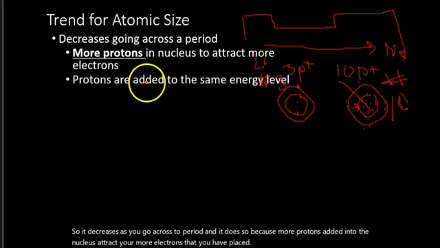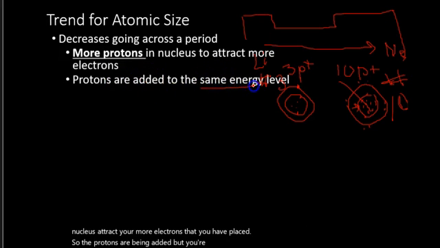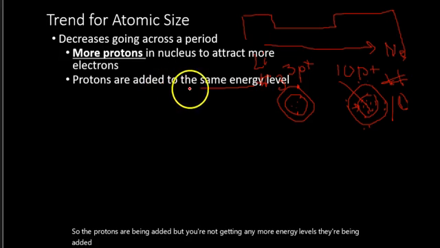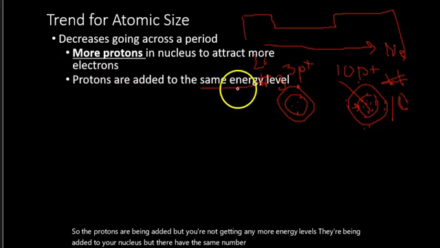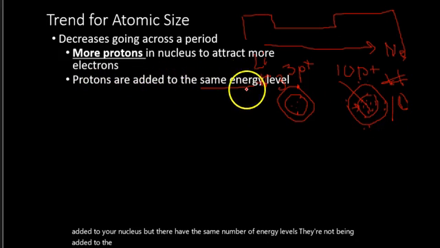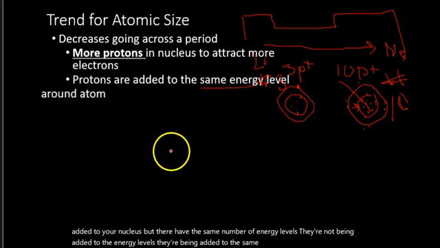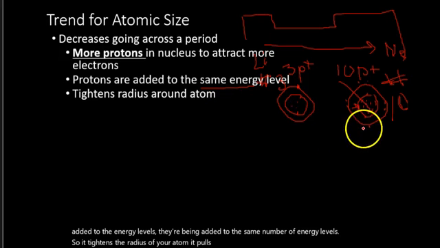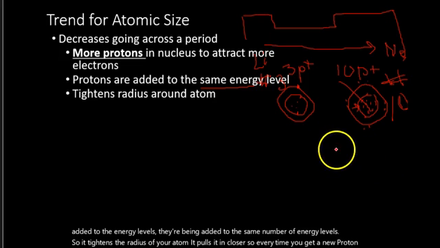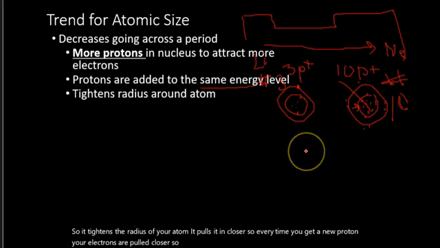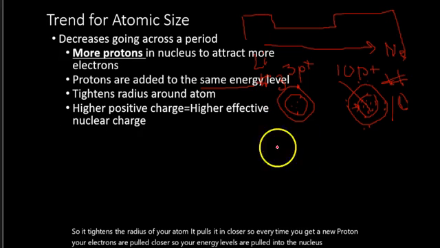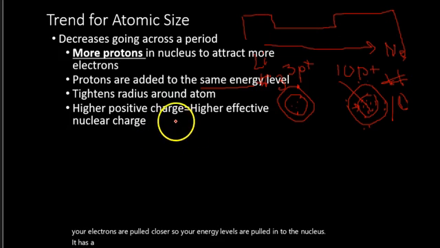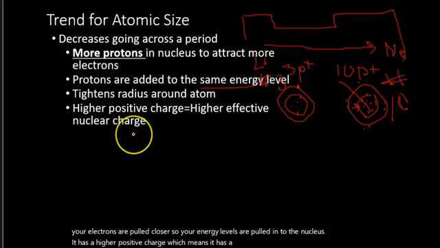So the protons are being added, but you're not getting any more energy levels. They're being added to your nucleus, but they have the same number of energy levels. They're not being added to the energy levels. So it tightens the radius of your atom. It pulls it in closer. So every time you get a new proton, your electrons are pulled closer, so your energy levels are pulled in to the nucleus. It has a higher positive charge, which means it has a higher effective nuclear charge.